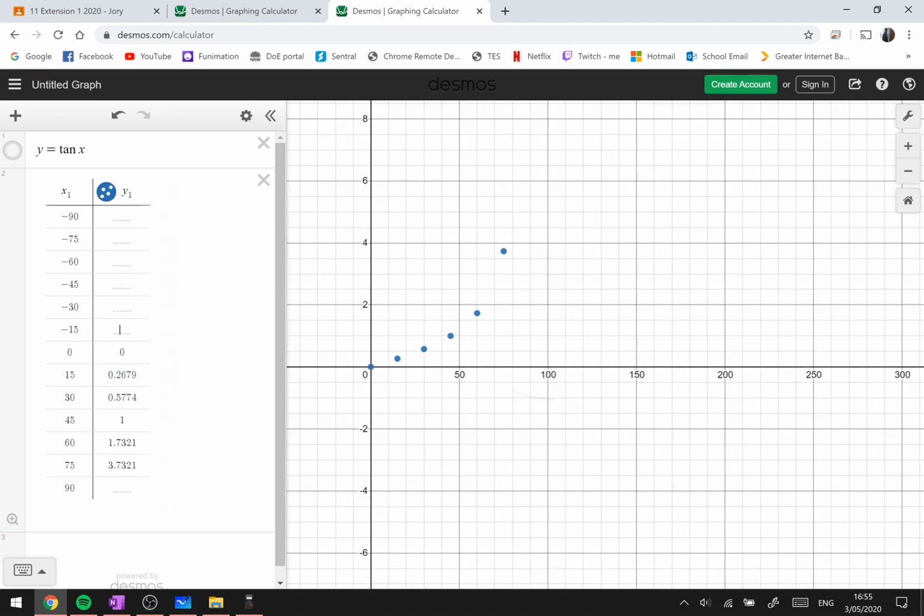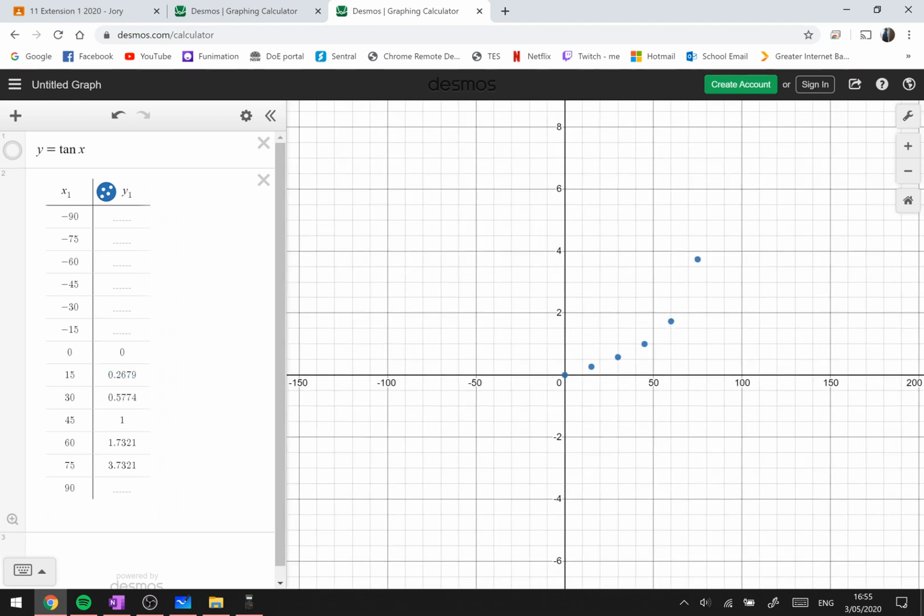Now, for this one, we can see that our graph is shooting up very quickly. The closer and closer it gets to 90, the higher and higher it gets. Remembering back to our limits that we've done before, we know that the limit is going towards infinity, because the closer we get to 90, the bigger tan gets.